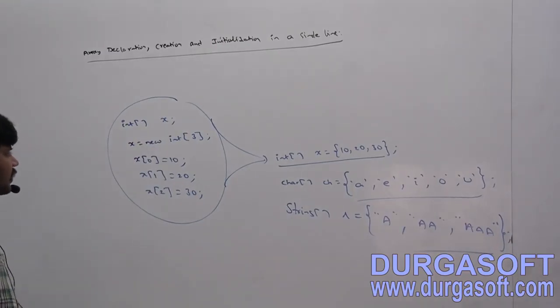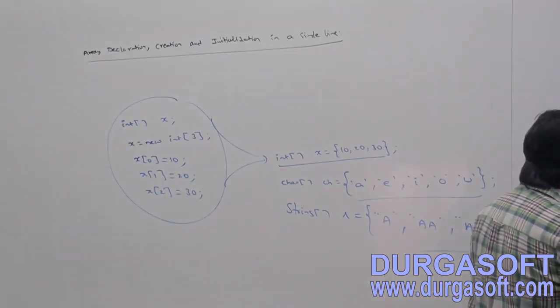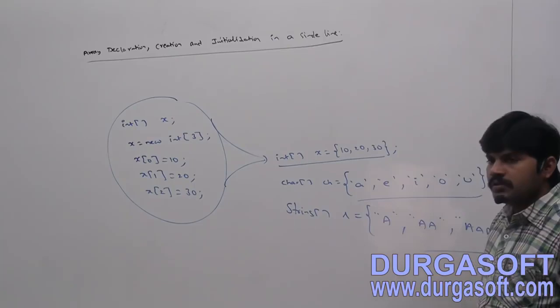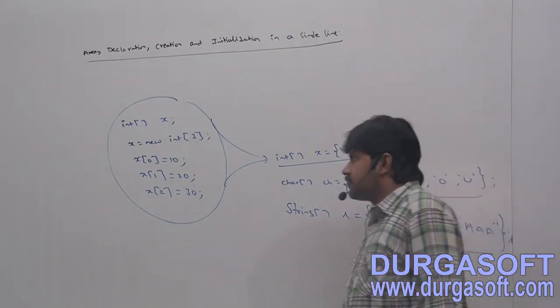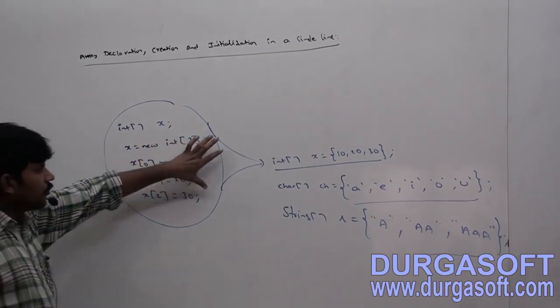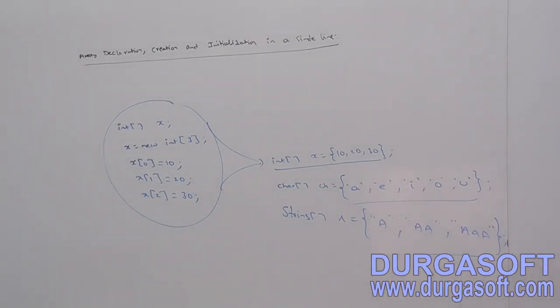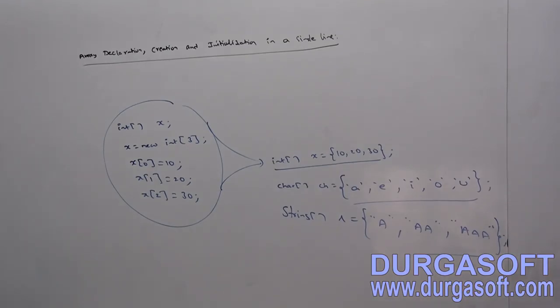Int array x, next x is equal to new int array of 3. x of 0 is equal to 10, x of 1 is equal to 20, x of 2 is equal to 30. You know this total thing. So we can write only one line: int array x is equal to 10, 20, 30.